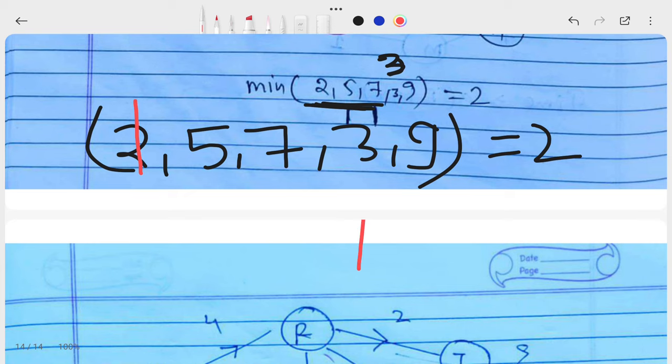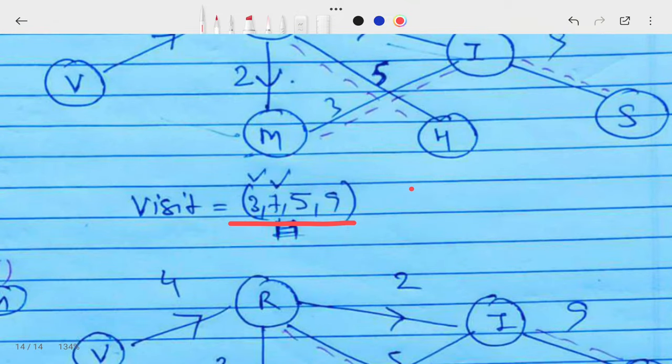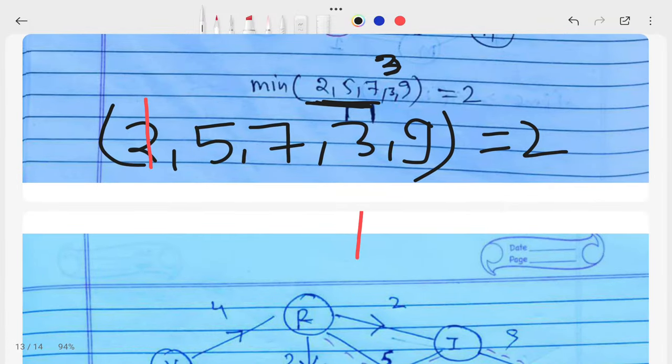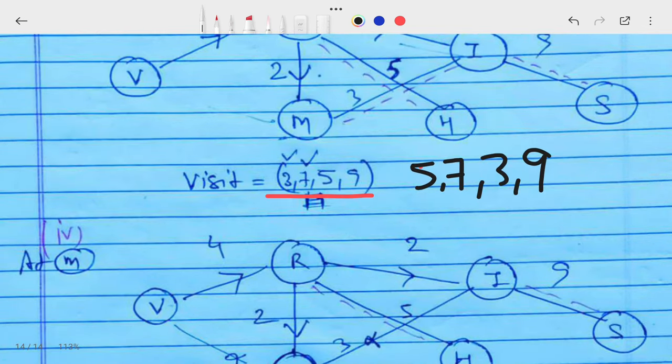5739. Sorry, 5739. So the data is equal to 5, and I am writing this here: 5 and 7 and 3 and 9. This is my visit. Okay. So whatever value I am removing from here, the remaining value will go in my visit. These are my visit.